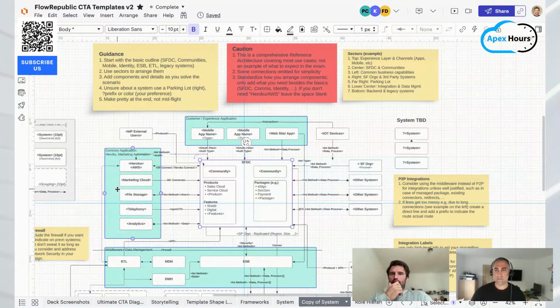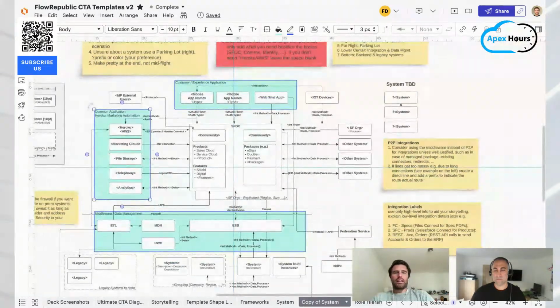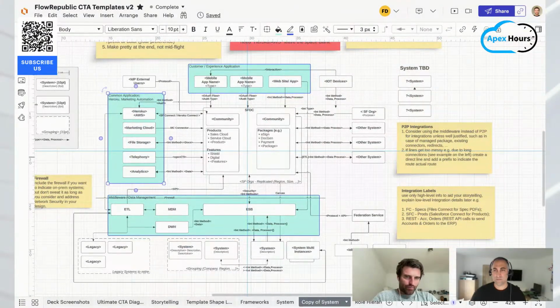What I have included here, just for your reference, is that we're trying to create different sectors or drop zones for different systems. For instance, in the top area, we always have the customer or experience applications layer. We have different common applications, primarily backend systems that we're dealing with. That really makes it easy for you to start producing those artifacts because there is less guesswork and you can really focus on the solutioning aspects in general.